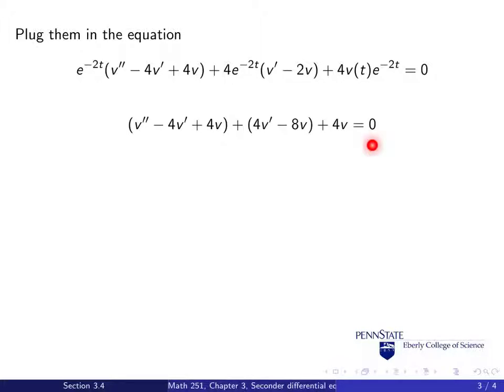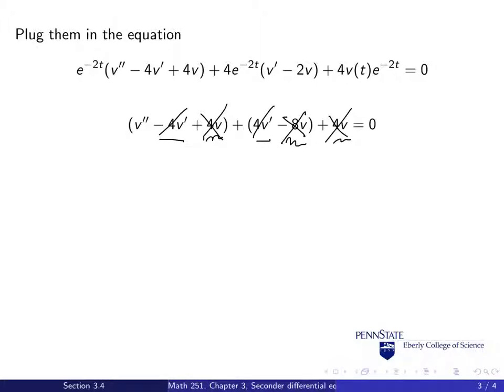Now some cancellation is still happening here. We see this is -4v prime, and this is positive 4v prime, so these two cancel. And look at the terms involving v. I get a 4, and I get a -8, and I get another 4. If I add the numbers up, 4 minus 8 plus 4, it's 0. So this term is gone, and this term is gone, and this term is gone.